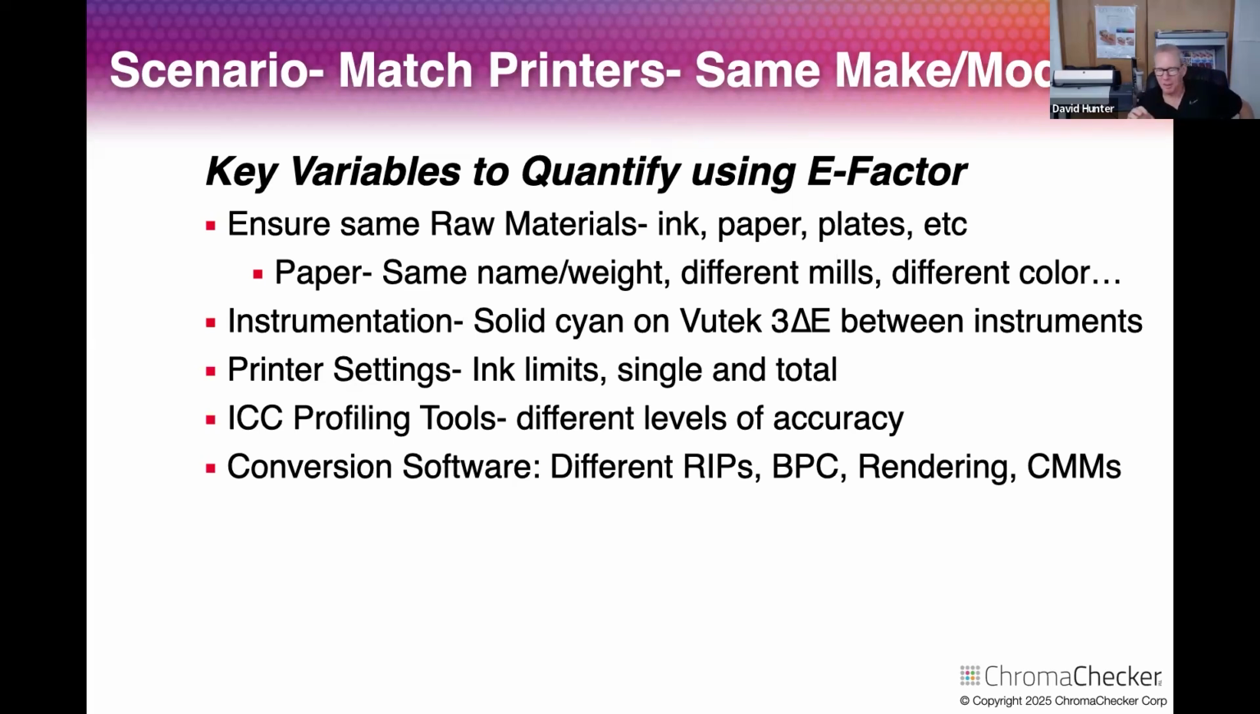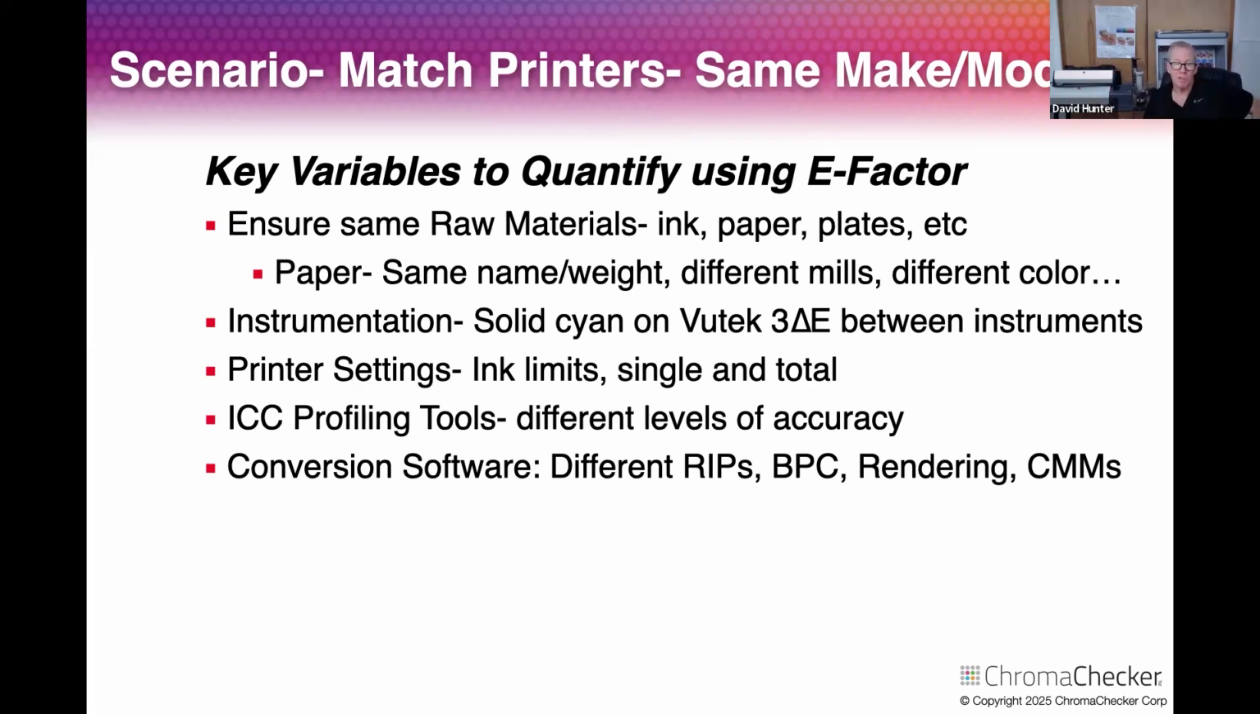Different profiling tools, like different measurement devices, like different printing devices, have different E factors in terms of how accurate they are. And ChromaChecker's ICC Profile Inspector tells you how accurate the profile is. It does what's called a round trip calculation, which takes the LAB data from the measurement, runs it through the LAB to CMYK to LAB of the table in the ICC print profile, and gets LAB out, and then compares the E factor of the LAB in to LAB out. And the lower the E factor, the more accurate the profile.